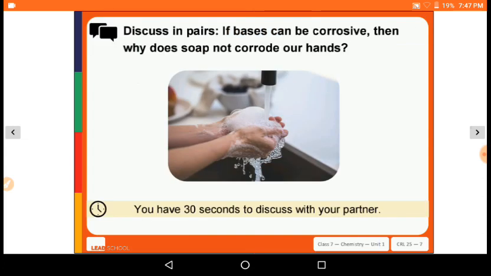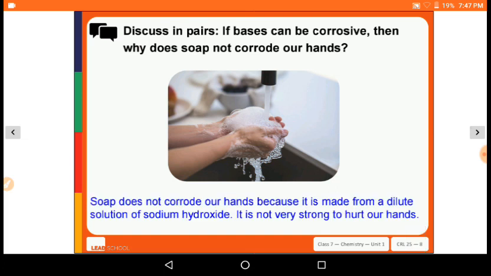Now next, if bases can be corrosive, then why does soap not corrode our hands? Soap does not corrode our hands because it is made from a dilute solution of sodium hydroxide. So it is not strong enough to hurt our hands.